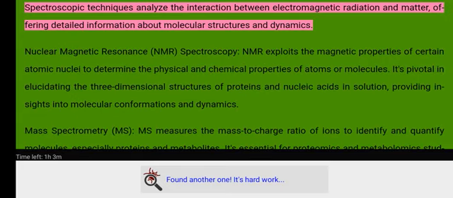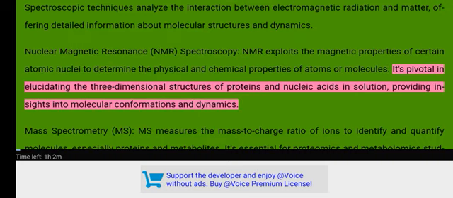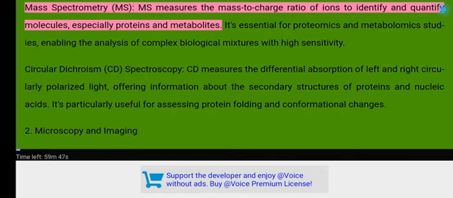Spectroscopic techniques analyze the interaction between electromagnetic radiation and matter, offering detailed information about molecular structures and dynamics. Nuclear magnetic resonance (NMR) spectroscopy. NMR exploits the magnetic properties of certain atomic nuclei to determine the physical and chemical properties of atoms or molecules. It's pivotal in elucidating the three-dimensional structures of proteins and nucleic acids in solution, providing insights into molecular conformations and dynamics. Mass spectrometry (MS). MS measures the mass-to-charge ratio of ions to identify and quantify molecules, especially proteins and metabolites.